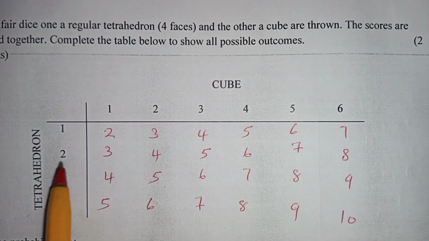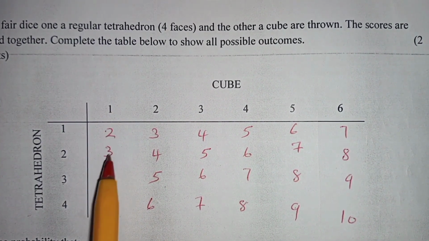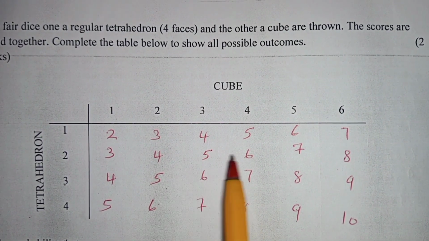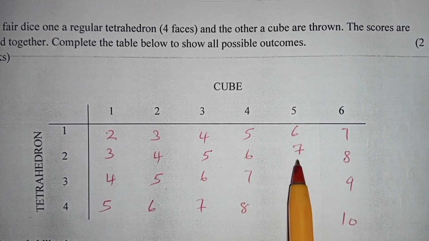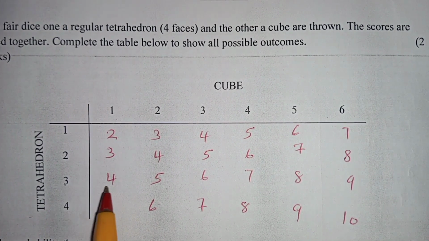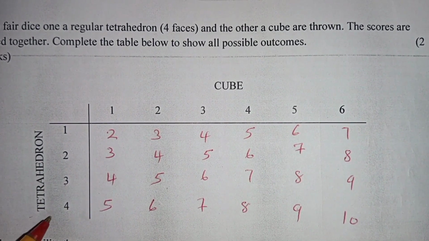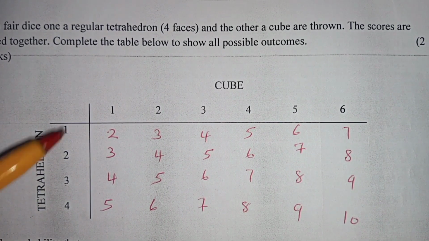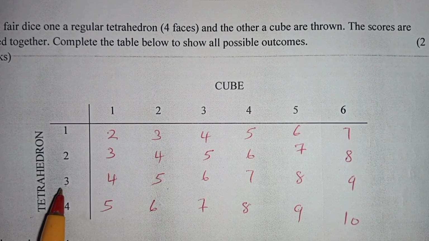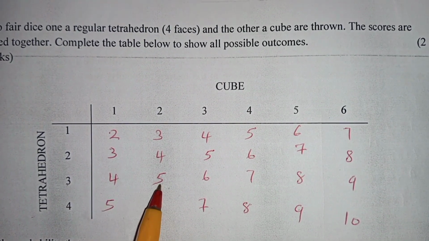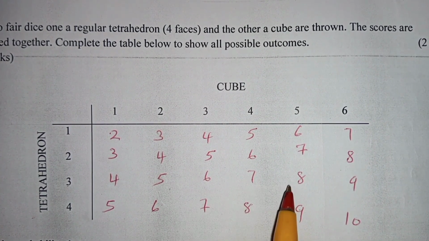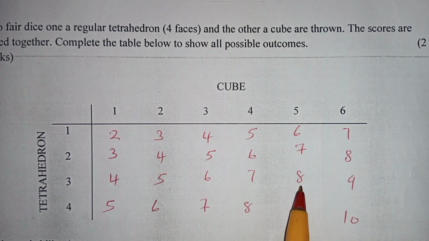On the second row, you have 2 plus 1, which is 3, 2 plus 2, 4, 2 plus 3, 5, 2 plus 4, 6, 2 plus 5, 7, 2 plus 6, 8. On the third row, you have 3 plus 1. So we are adding the column plus the row. So to get the third row, we add 3 plus 1, 4, 3 plus 2, 5, 3 plus 3, 6, 3 plus 4, 7, 3 plus 5, 8, 3 plus 6, 9.